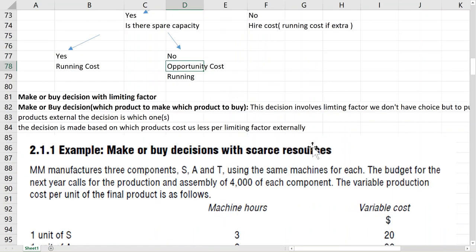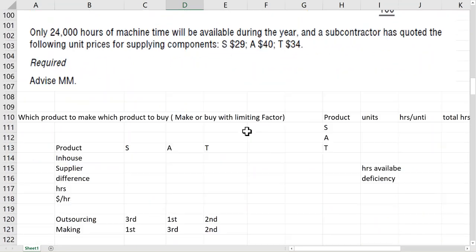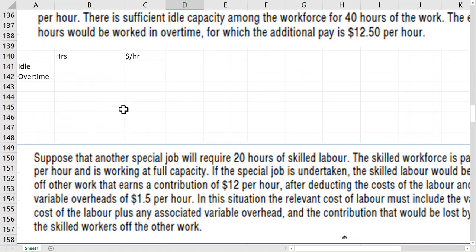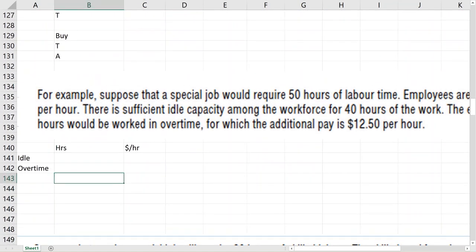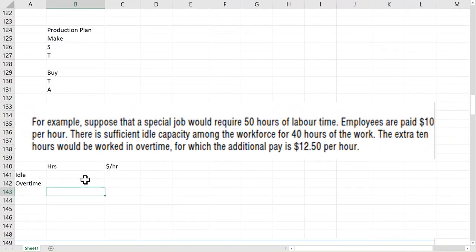Okay, now let's look at decisions that we are making. But before looking at that, let's look at examples of the relevant costs of material and stuff. Okay, let's see here. For example, suppose that a special job would require 50 hours of labor time. Employees are paid 10 per hour. There is sufficient idle time among workforce for 40 hours of work. The extra 10 hours would be worked in overtime, for which the additional pay is 12.50 per hour.